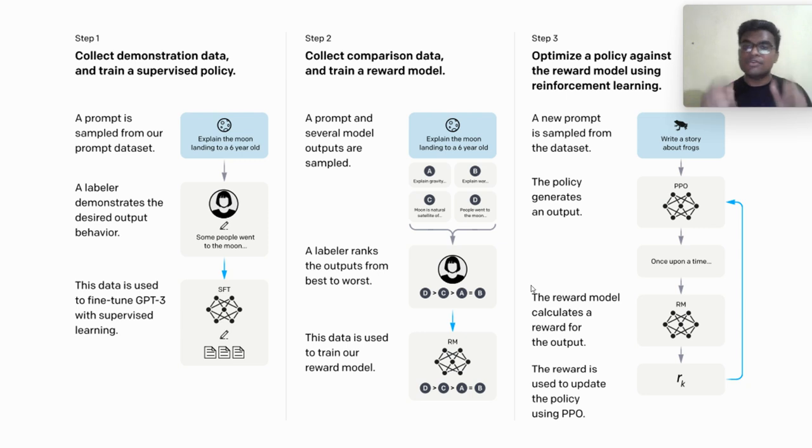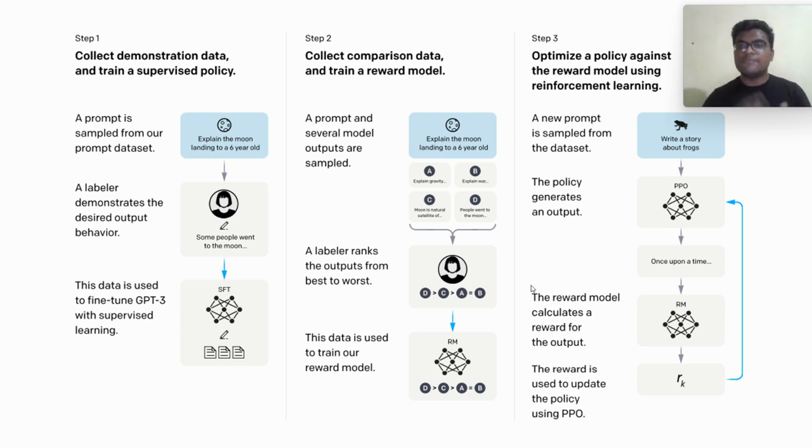Yes, I can see moon landing to a 6-year-old, right? Some people, the astronauts, are landing on the moon. So that particular output has been given more reward. After that, C, "the moon is a natural satellite," and it goes on like that. After the labeler arranges all those rewards in descending order, this ordering is used to train our reward model. The data is used to train our reward model.